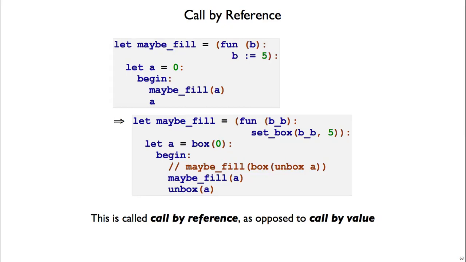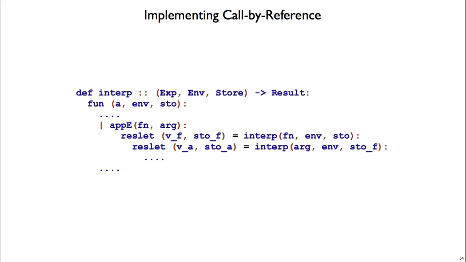One more thing, the name call by reference can be a bit confusing. So for example, Java is a call by value language, but one of the kinds of values that you can pass into a function call is a reference to an object, but it's really not a call by reference language. Moving on. If we want to change our interpreter to implement true call by reference, we need to change how applications work.